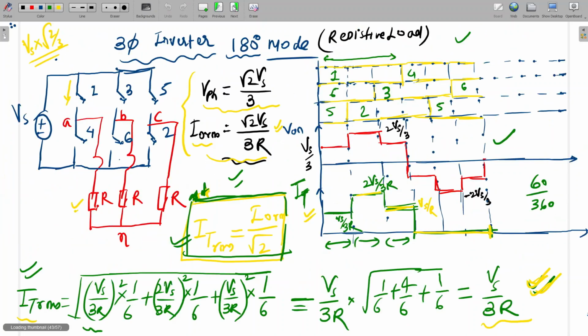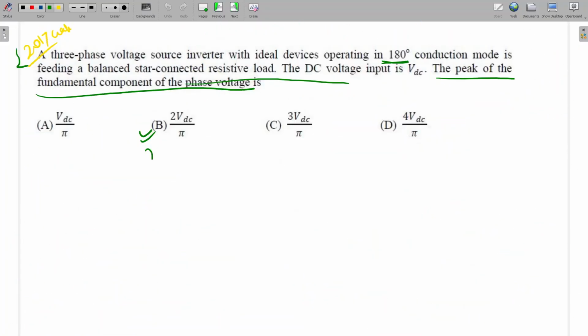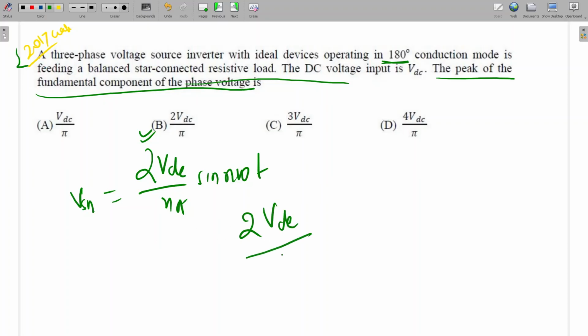Okay, so here it is 2 VDC upon n pi sine n omega t. This is the Vsn. What will be the fundamental? n will be 1. So the peak value will be 2 VDC upon pi. Is it clear? Yes, B, sir, will be the correct option. Okay, so moving to the next question.